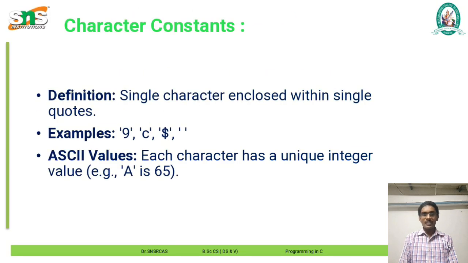Character constants: a single character enclosed within single quotes. Examples: 9 within single quotes, small c within quotes, and the dollar symbol within single quotes. Each character has a unique integer value, which is termed the ASCII value. For example, capital A contains the ASCII value 65.